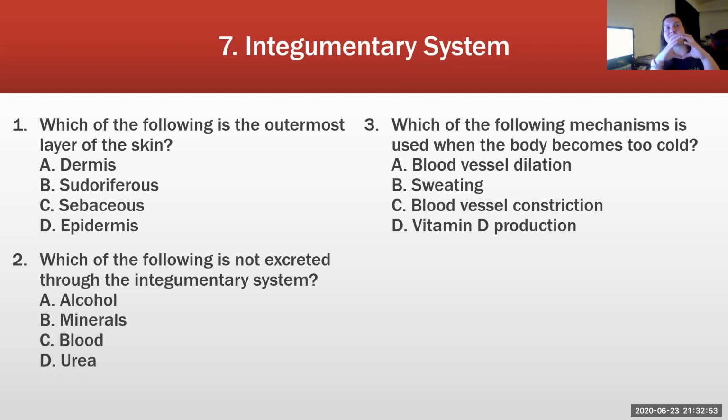So if the body is cold, we're not going to try to flush a bunch of blood through the system. We want those to constrict and try to keep the heat in as much as possible, slow that blood movement down a little bit. Sweating is not the right answer. That's what happens when our bodies become too hot.